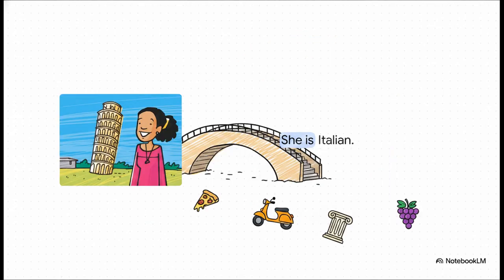Moving right along, what about a different traveler? This time, the connection goes straight to the word describing her nationality. She is Italian. Do you see how incredibly consistent that is? It's just so easy to cross this bridge once you know it's there.